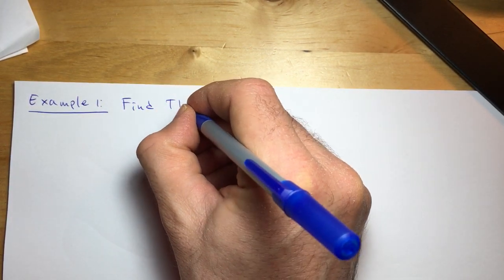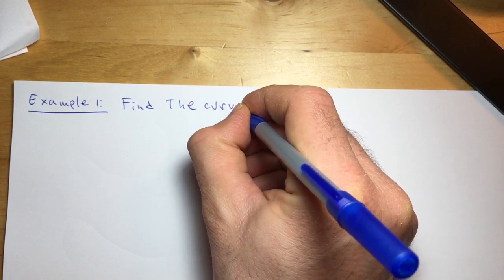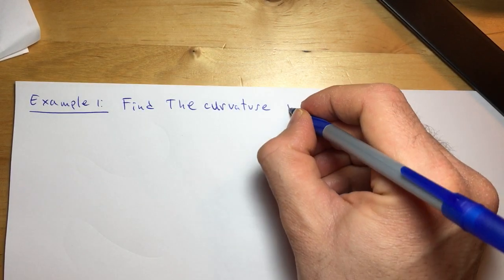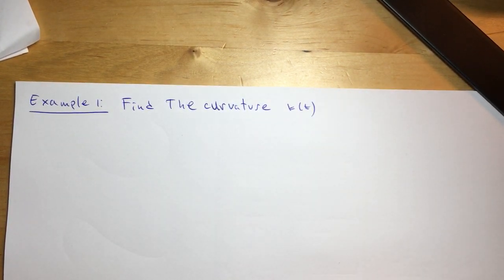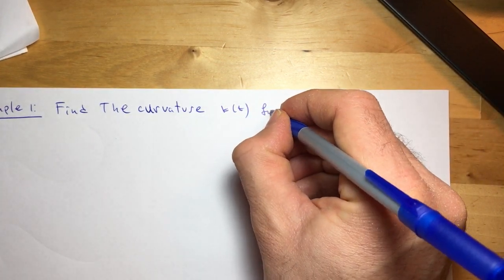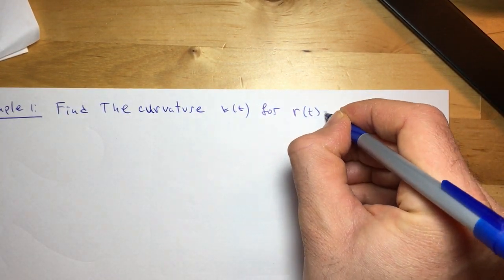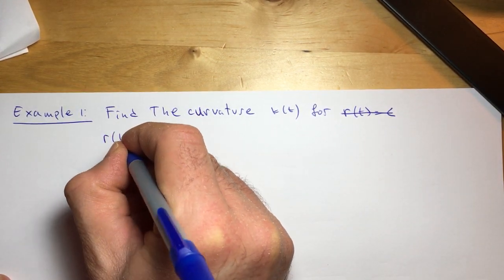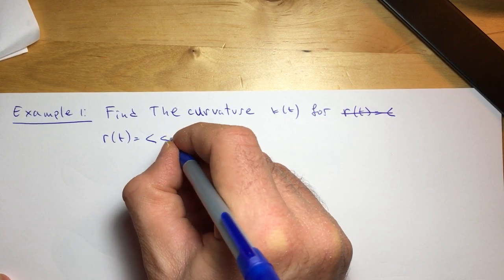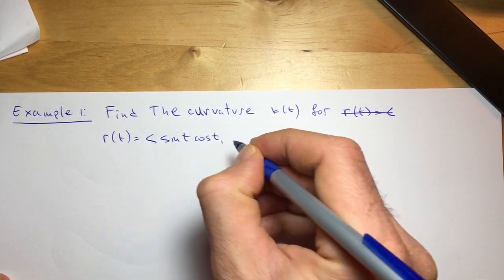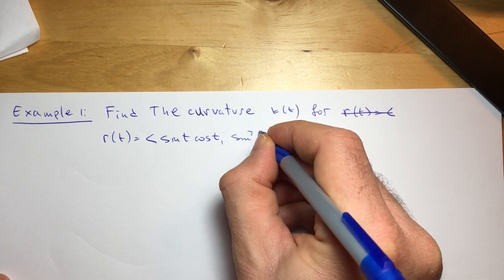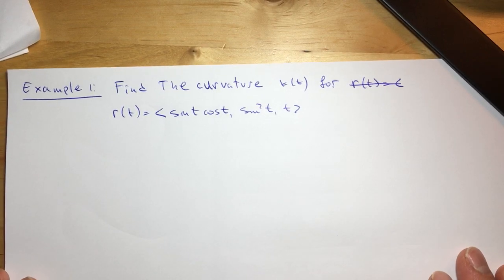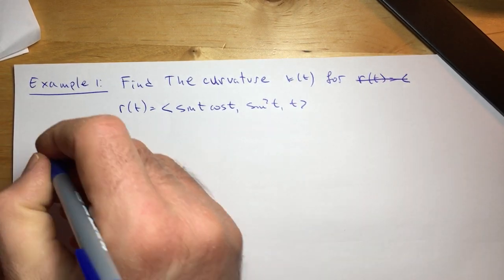Find the curvature k of t for r of t defined as sine of t, cosine of t, sine squared of t, and t. Okay, so the first thing that I want to find is the unit tangent vector.